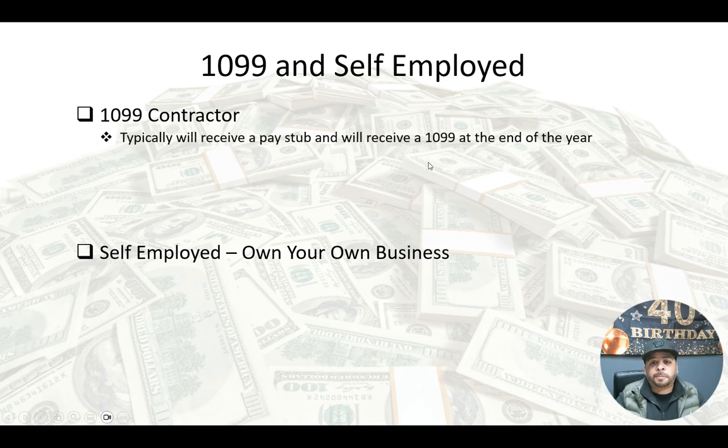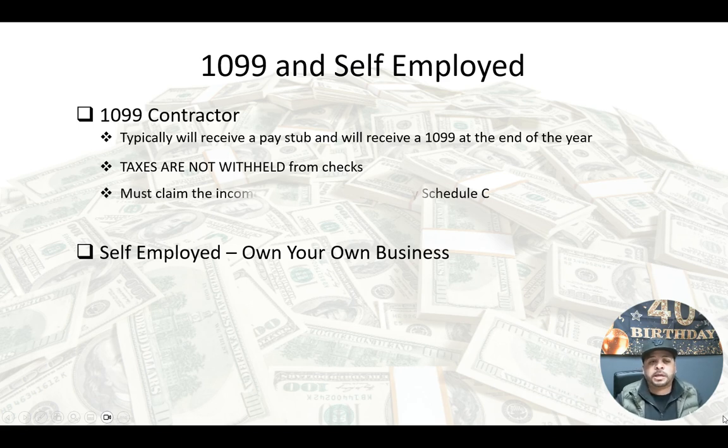So to quickly summarize, the 1099 contractor position, you'll likely receive pay stubs, and you will receive a 1099 at the end of the year that summarizes all of the income. Taxes are not being held within the paychecks. That's an automatic red flag that, hey, this is not a W-2 person. This is a 1099 person. You must claim this income on most commonly going to be Schedule C. And what you claim on the Schedule C is what you will qualify with.